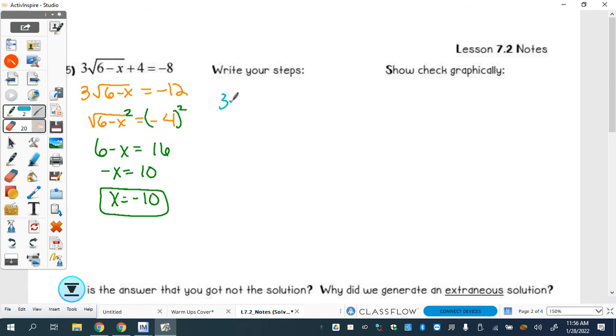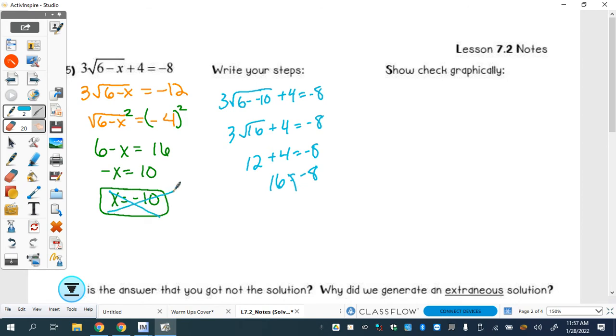So let's check it. 6 minus negative 10 plus 4 equals negative 8. So 4, 12. No, this isn't going to work. Negative 8. Not true. So it didn't actually work out. So what do we write? No solution. There's no solution for this one.